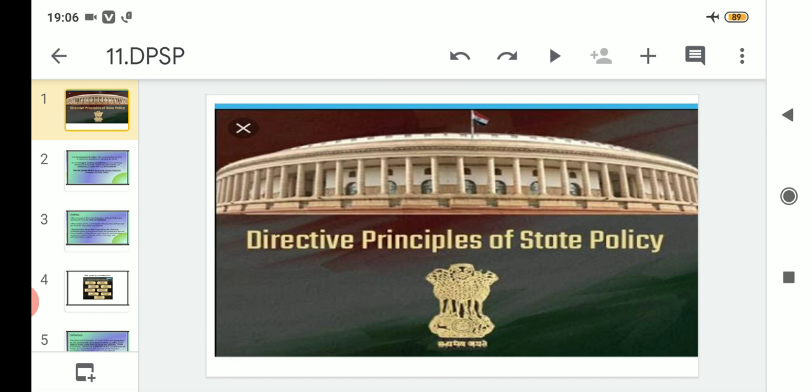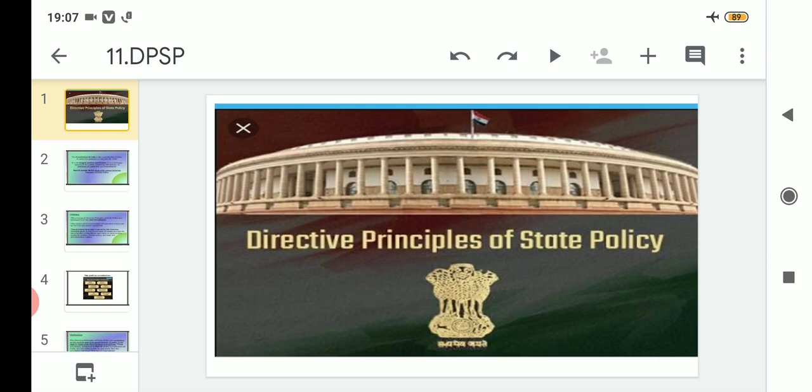About the directive principles of state policy, in simple words, these are the rules and regulations according to which the government rules our country. As we know, the state government or the central government doesn't have unlimited powers. They have limited powers, and all of these are mentioned in the Constitution of India under the head of directive principles of state policy.